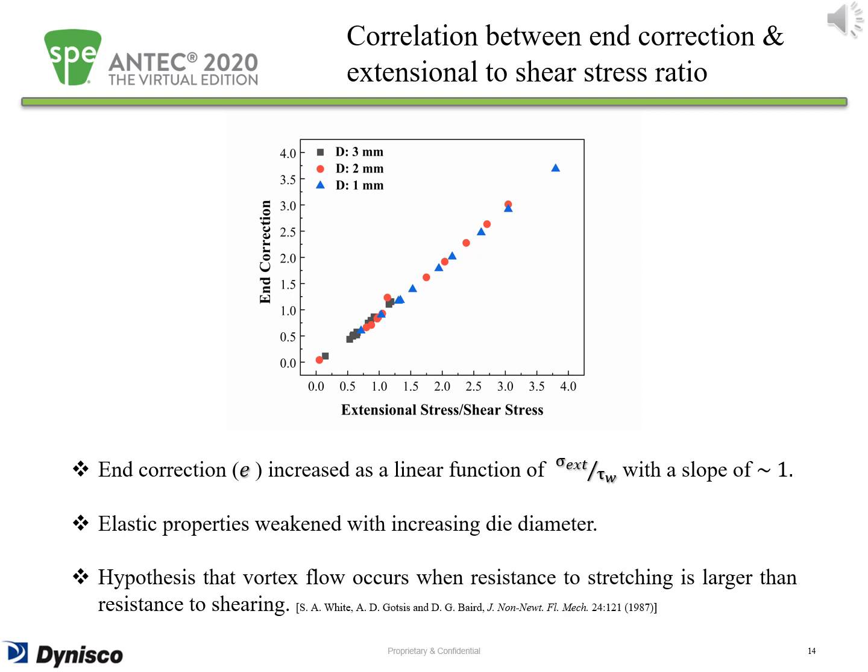White was a researcher that studied polymer melt flow pattern through capillary extrusion process. He and his colleagues in their work hypothesized that vortex flow occurs when the ratio of extensional stress to shear stress is high, or in other words, that happens when the resistance to stretching is larger than resistance to shearing. In our work, as you can see, this condition happened for LDPE melts when the polymer melt was flowing through dies with diameter of 1 mm and 2 mm.